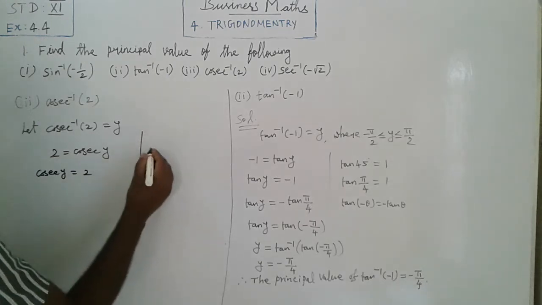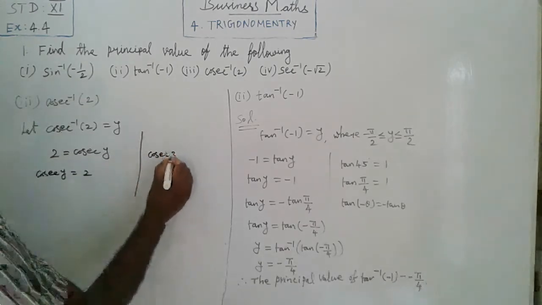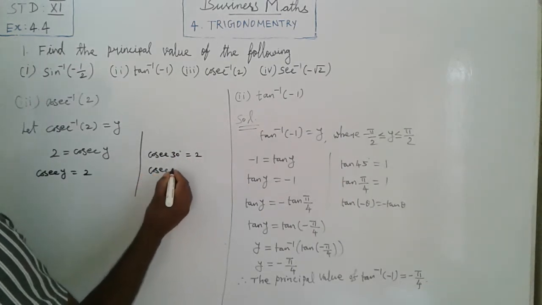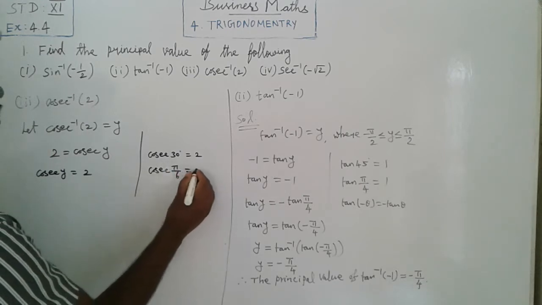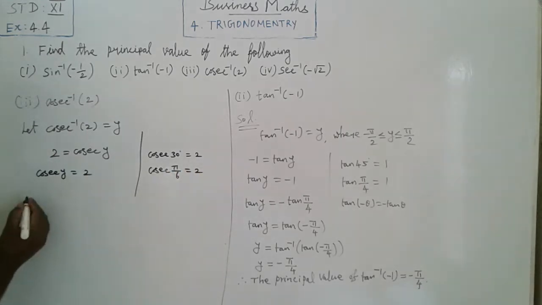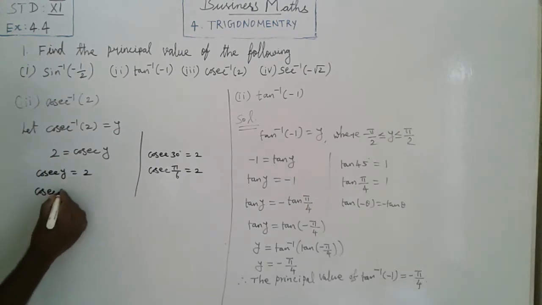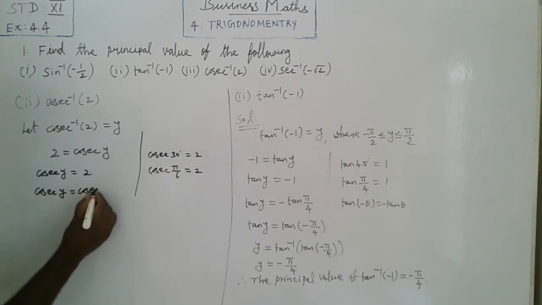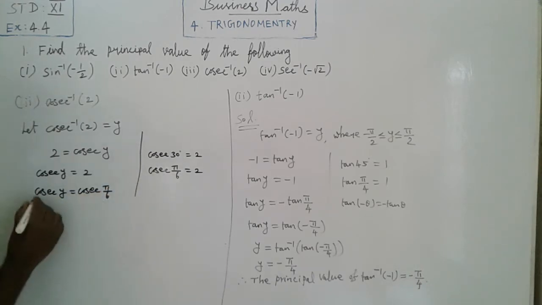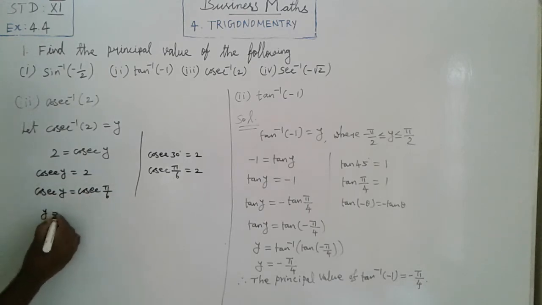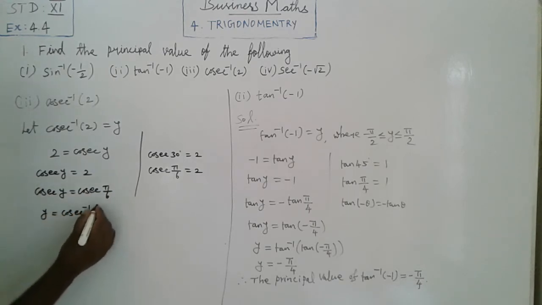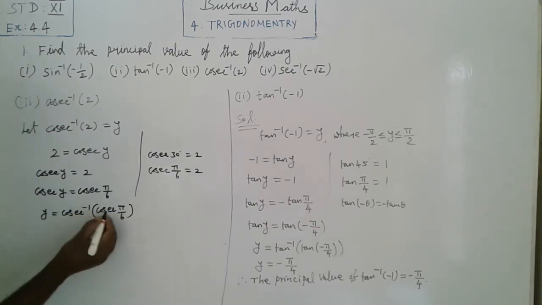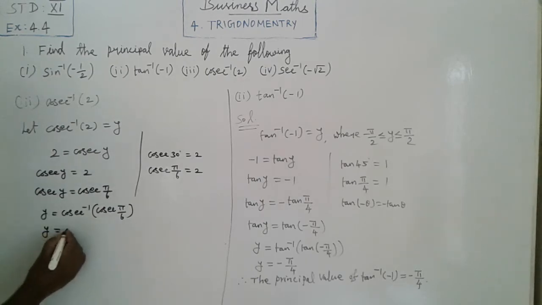We know that cosecant 30 degree is 2. 30 degree means cosecant pi by 6 equal to 2 is the value. So we substitute that value here. Cosecant y equal to 2, the value is cosecant pi by 6. Taking the right hand side, y equal to cosecant inverse of cosecant pi by 6. So cosecant inverse cosecant is cancelled. y equal to pi by 6.